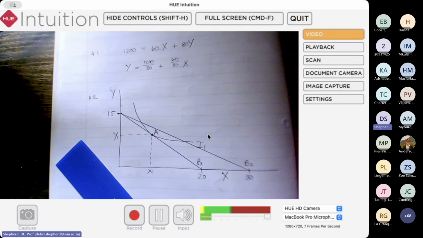Okay, so how do we find the Hicksian substitution effect in this picture?